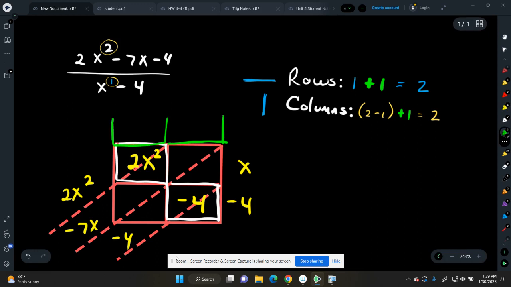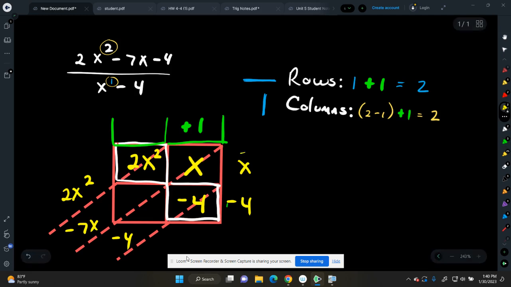Okay? So now we have to figure out what's going to go up here at the top of my column. So we have to look at this. We're like, okay, how did we get negative 4? So I take this negative 4. What did I have to multiply it by to get negative 4? 1. Okay, so that means that we put a plus 1 up here because 1 times negative 4 is negative 4. So now I can go and I can fill in the rest of this column. 1 times x is x.